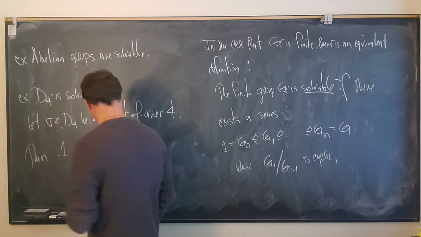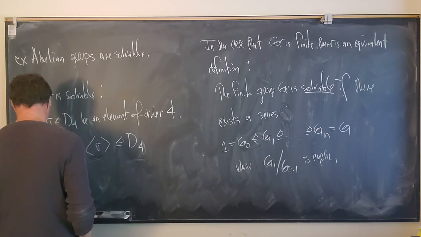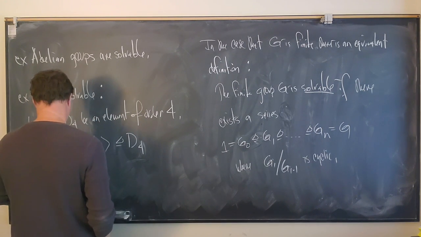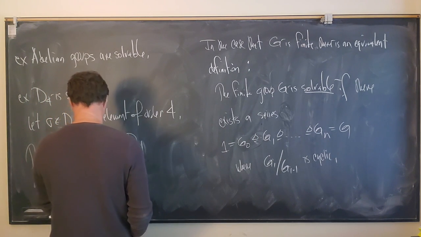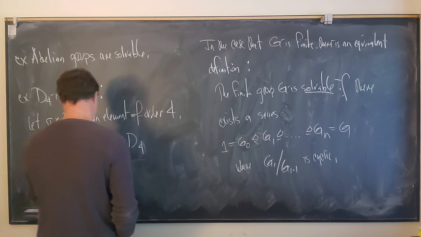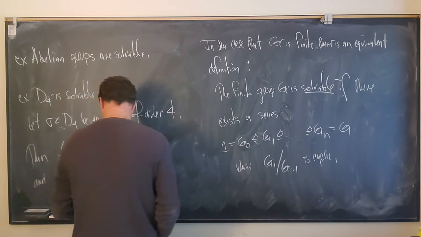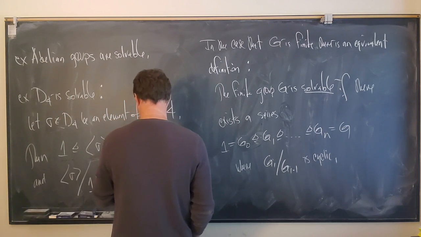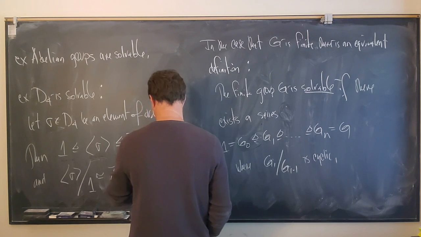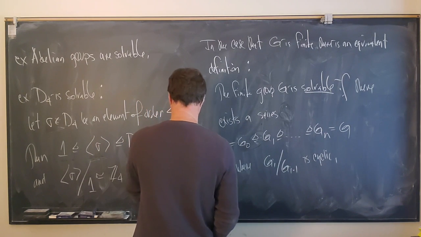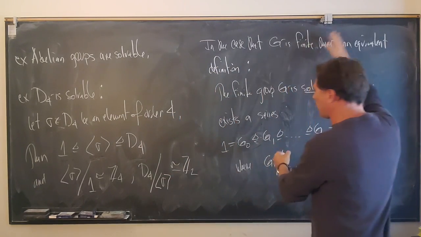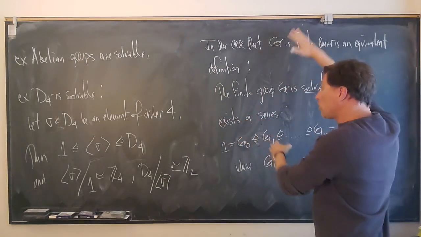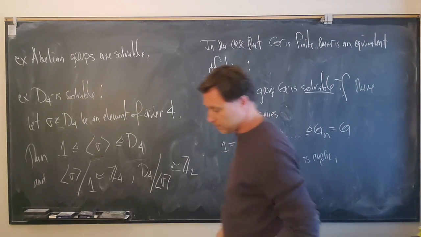In fact, let me write this out. We can say the subgroup generated by sigma mod the trivial subgroup is isomorphic to Z4, which is abelian, and D4 mod the subgroup generated by sigma is isomorphic to Z2, which is abelian. And notice they're cyclic, so because we're working in a finite group, we can use this definition if you like.